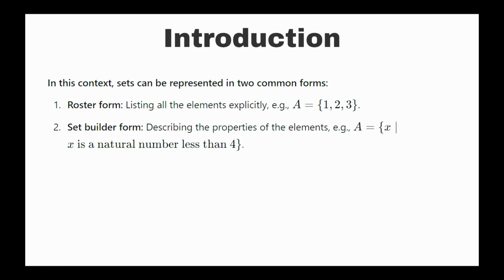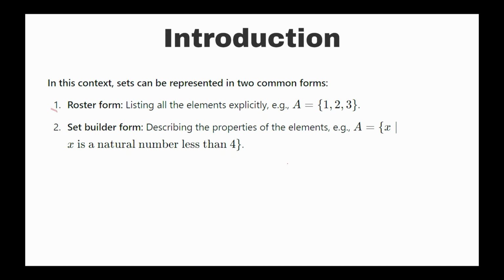Now, generally there are two types of representing any sets. One being the roster form and the other one known as the set builder form. Now, what is a roster form? In which all the elements are represented explicitly. That means 1, 2 and 3. Now, let's say if I was to represent this 1, 2 and 3 in terms of words, how am I going to do it?